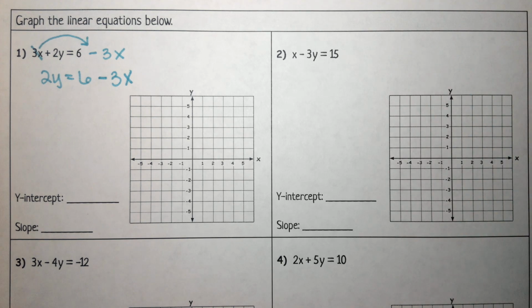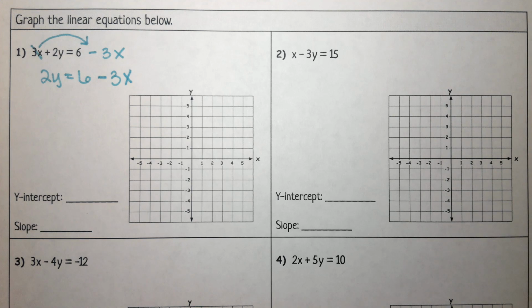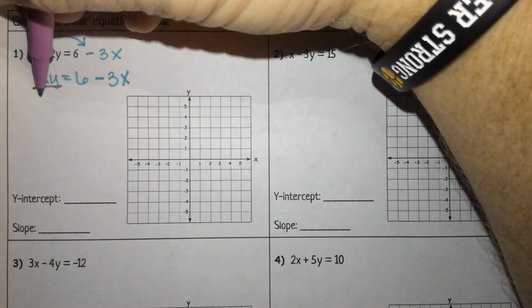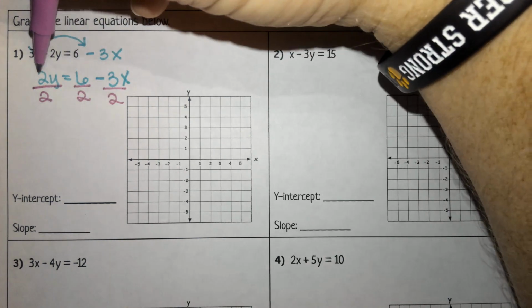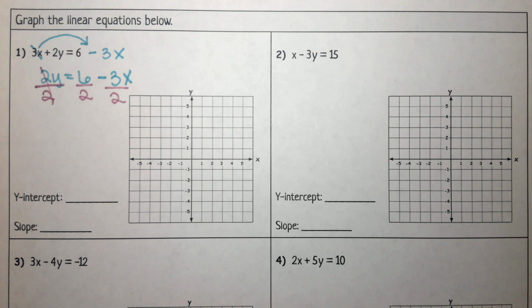Okay, so I moved x to the other side. Now, I divide by the coefficient of y. So the coefficient of y is 2. I divide everything by 2. Now, I call it just divide by the y. You're not actually dividing by y, you're dividing by the number in front of y.